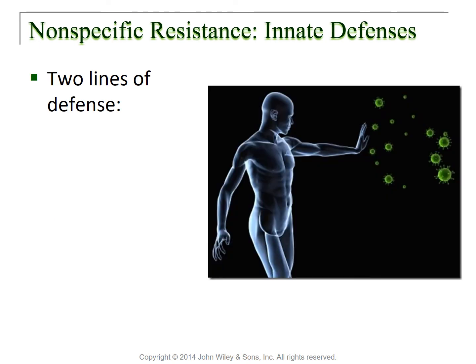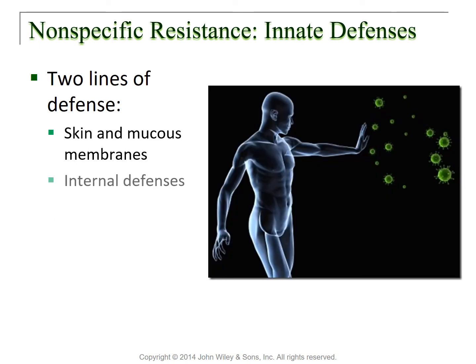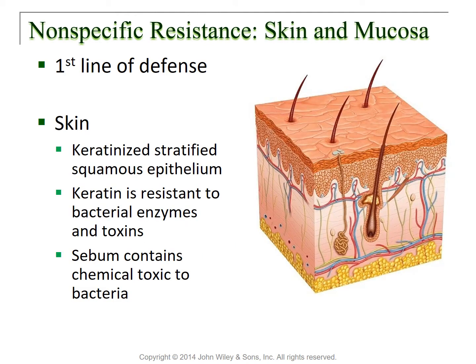So there are two lines of defense. One is the skin and the mucous membranes, and the second is internal defenses, and we'll go over those one at a time. So the internal defenses are going to be inflammation, and inflammation is going to have both cellular and chemical components. So our first line of defense here is the skin, and the skin is made up of keratinized stratified squamous epithelium. So you may recall from A&P1 that the skin is stratified squamous epithelium, but there's a topmost layer called the stratum corneum that contains a large amount of keratin in dead cells.